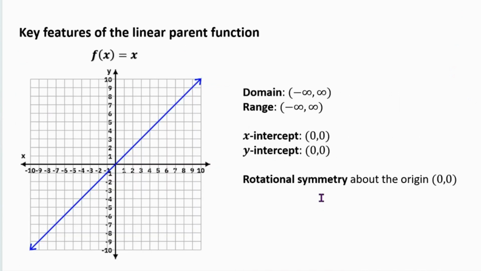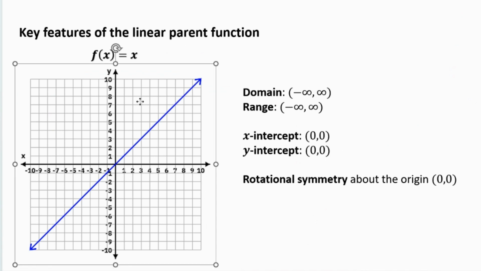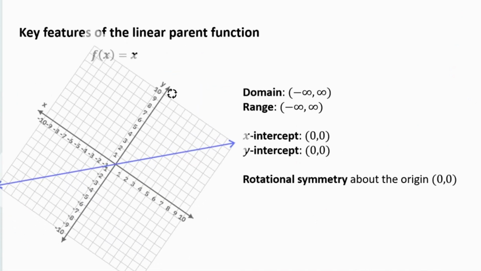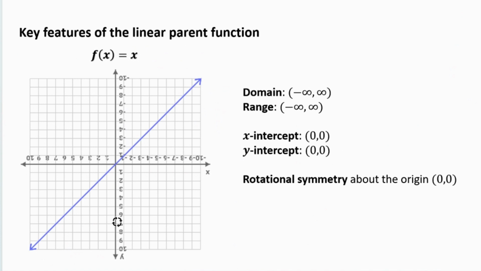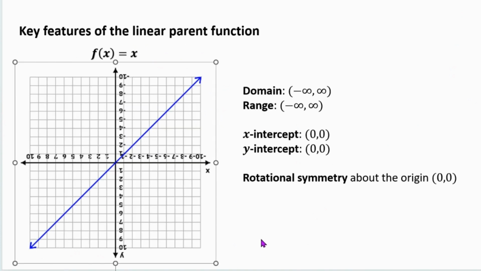So here are some key features of the linear parent function. This is already filled in for you because I know you're very familiar with the linear parent function from Algebra 1. The domain and range are all real numbers, and it also intersects the x and y axes at 0, 0. This graph has rotational symmetry about the origin. If I imagine this origin as a pivot point, and I take this graph and rotate it, notice that I can create the same exact graph. That's why the linear parent function has rotational symmetry.